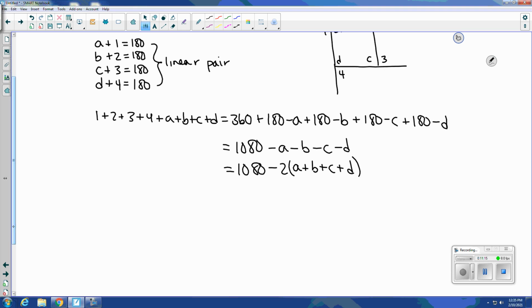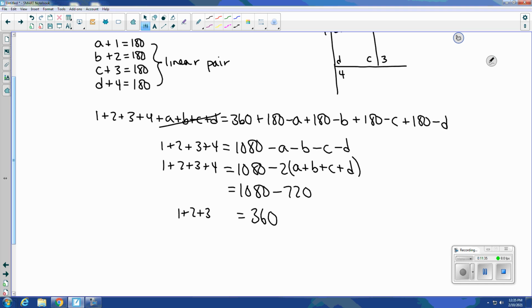So we subtracted A, B, C, D from both sides. So 1 plus 2 plus 3 plus 4 plus 1 plus 2 plus 3 plus 4 equals 1080 minus 360 times 2, which is 720. So what do we get again but 360? So again, implementing another side does not change the sum of the exterior angles.